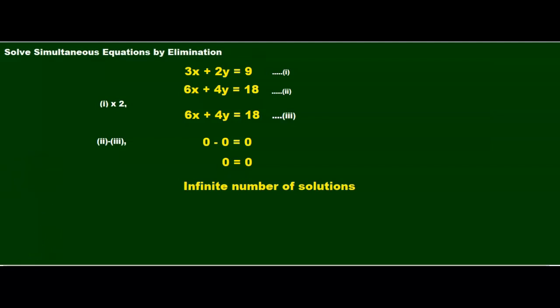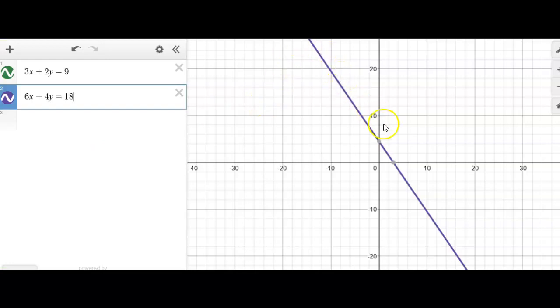Now in the graph, the two lines actually overlap each other. They're actually one and the same. If you can see, 3x plus 2y equals 9 is this line. 6x plus 4y equals 18 is also the same line. So each point on that line lies or intersects with the point on the line below it. And that's how we get an infinite number of solutions.